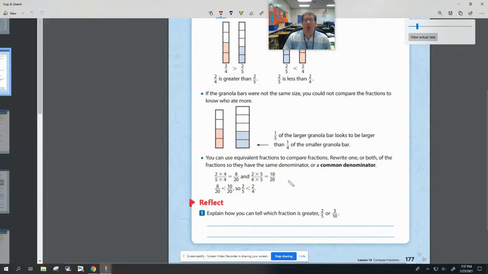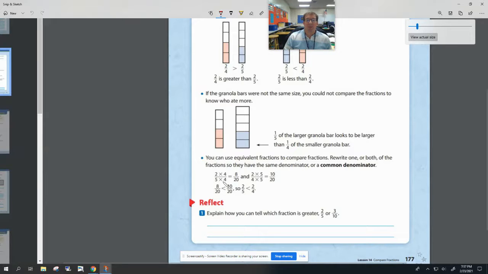Okay. You could also use common denominators. Okay. This is how you will eventually do all your comparing fractions. If you can use models, great. But when you get in 5th grade and beyond, you're going to use common denominators. All right. So remember, wax on, wax off.